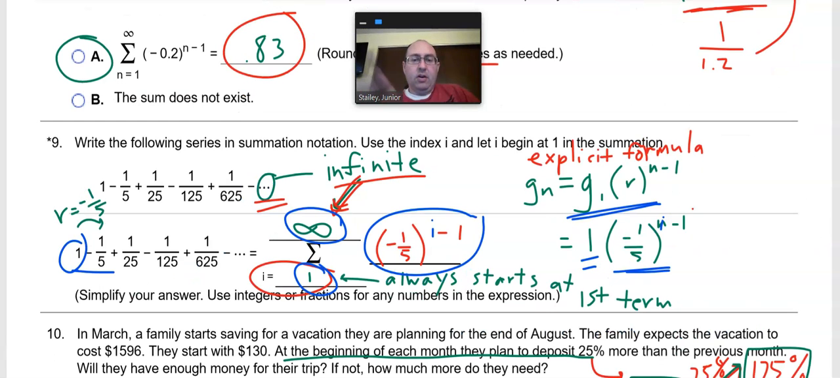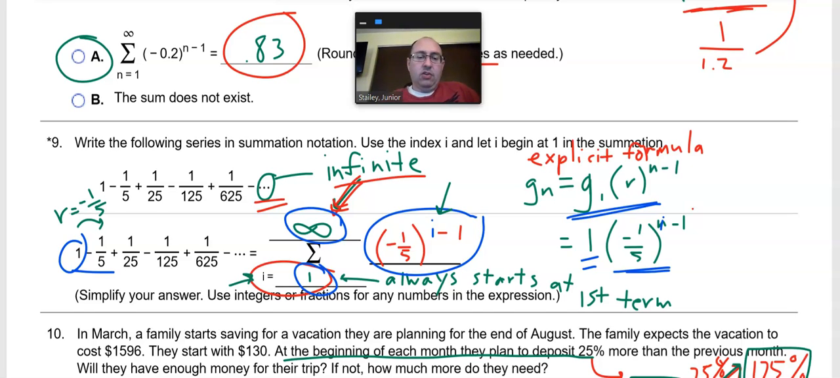Let me talk through this problem again. I already talked through it once, but I forgot to hit record. So, the mistake that I made was I was using N, and I should have been using I. MyMathLab will count you wrong if you use N because they specifically down here use the index letter I. That's my fault.